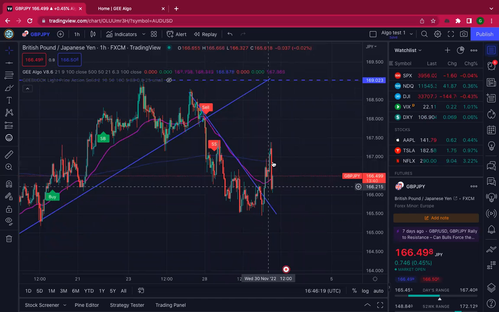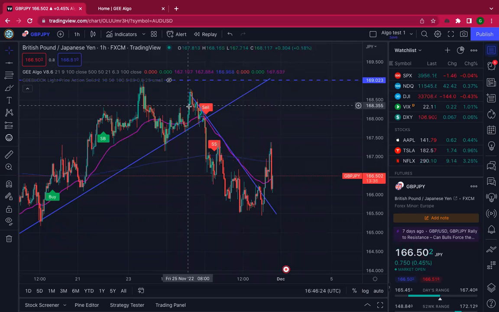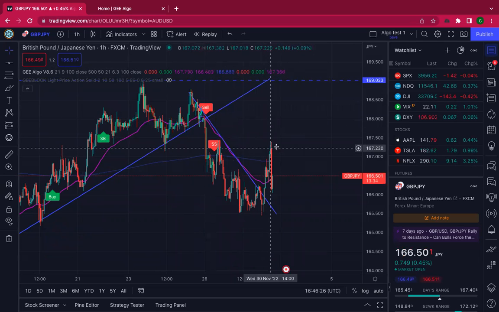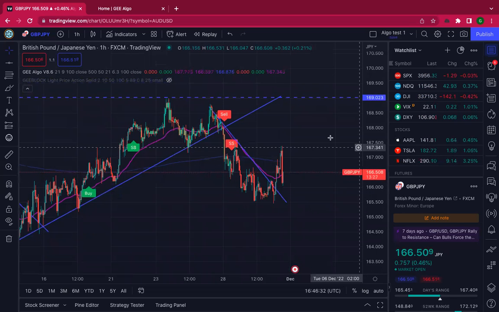Trend did break again, miss it, wait for the retest. We're still in a short. Again, if you miss this, don't try to come in on the short here or here. Just wait for the next signal to come up. You don't want to rush these trades.